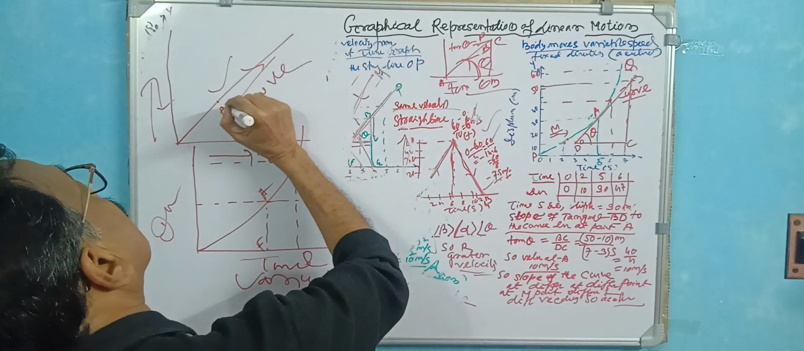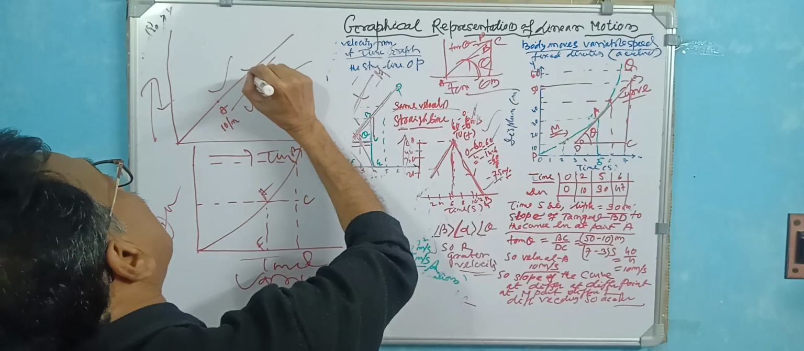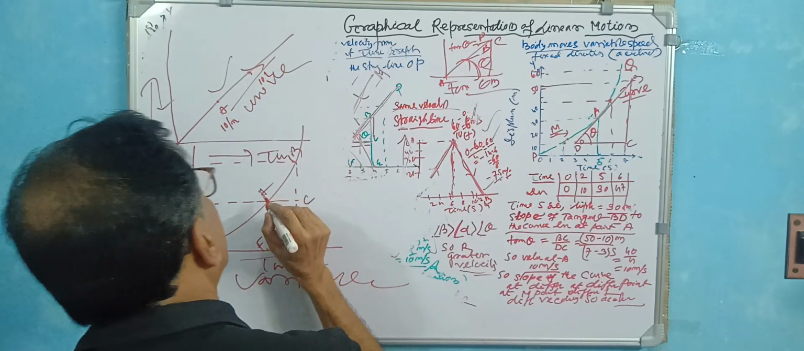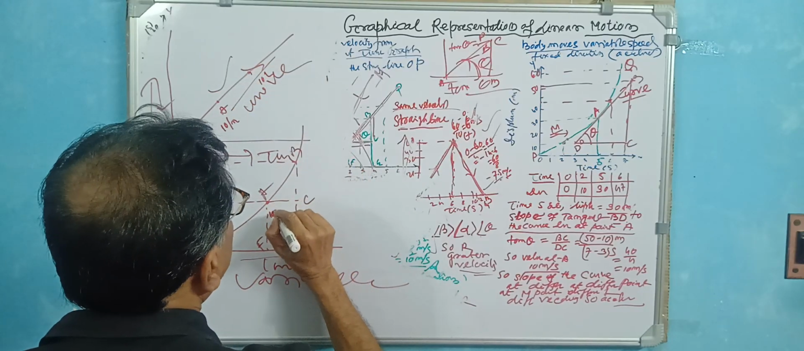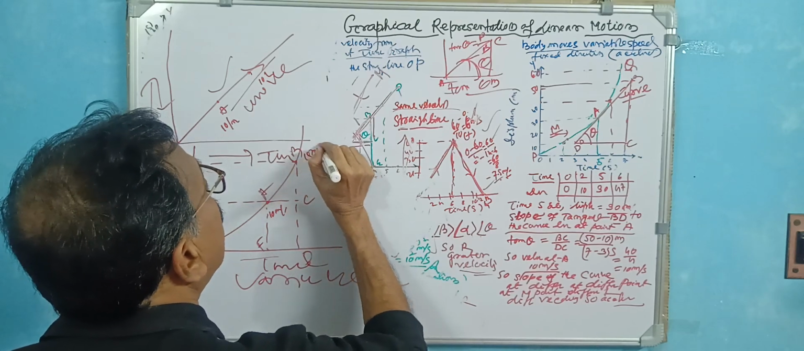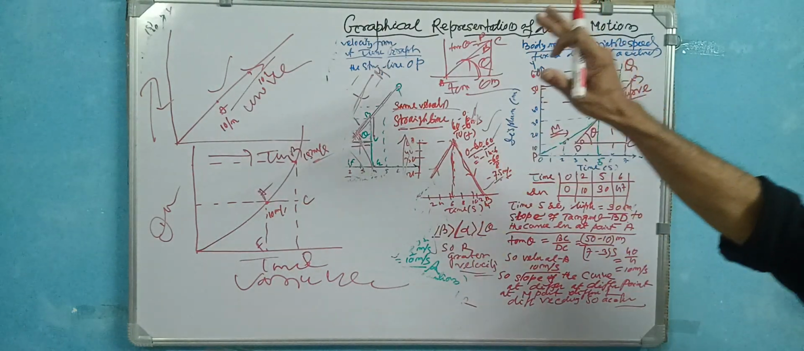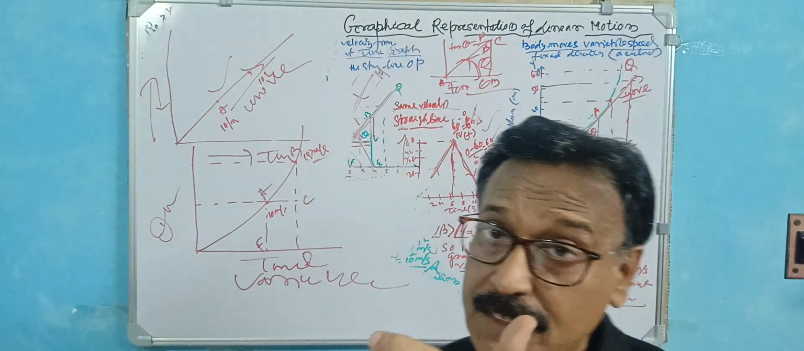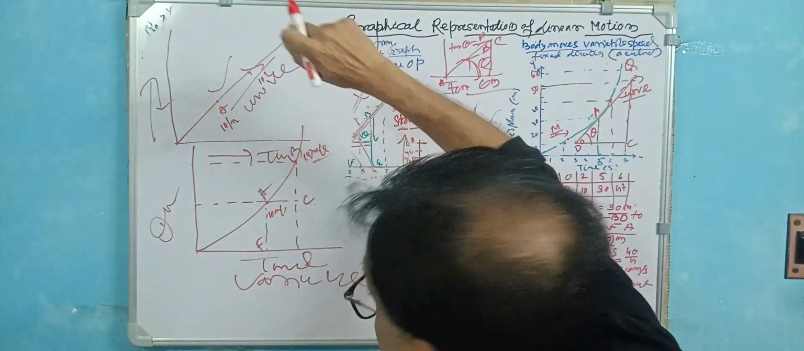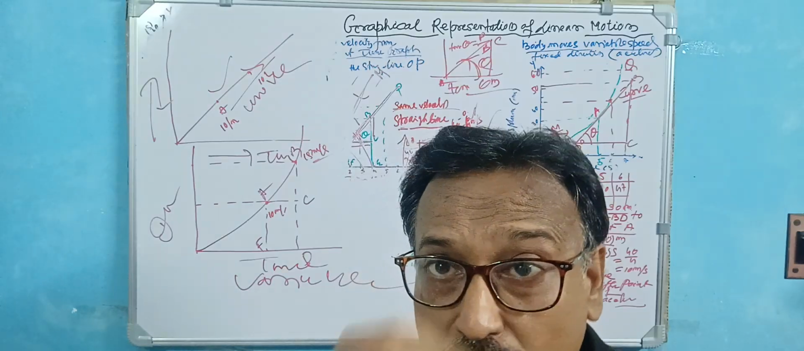Suppose at A, what is the velocity? Suppose 10 meter per second. At that place also 10 meter per second. But here, suppose the velocity is 10 meter per second, but at that instant, the velocity is 15 meter per second. That is the variable velocity. In that case, the graph is a curve. So you calculate at an instant.